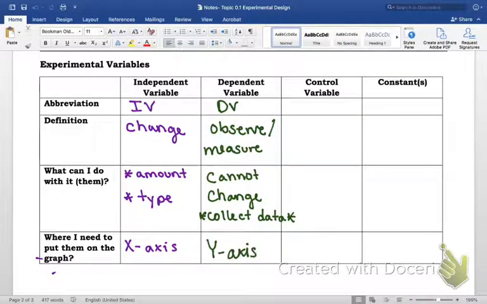Okay? So a controlled variable, so the last two parts of an experiment are a controlled variable and constant. These things are not the exact same. And I think a lot of times they get confused as being the same thing. So a controlled variable is CV, and this is a variable that we compare to the independent variable.